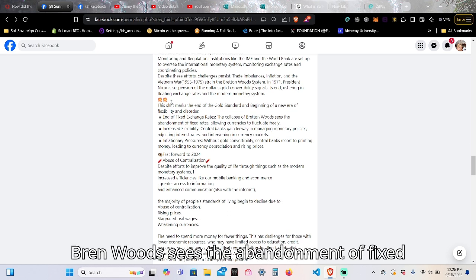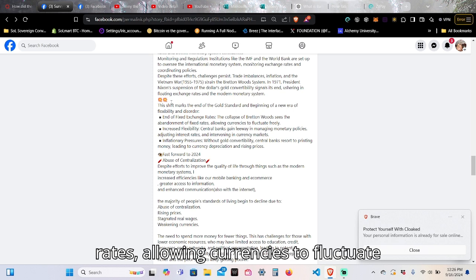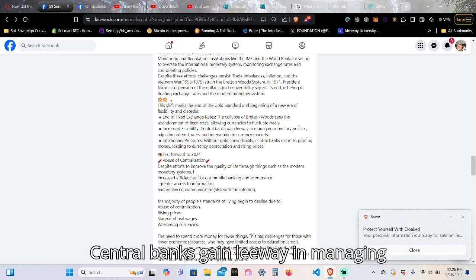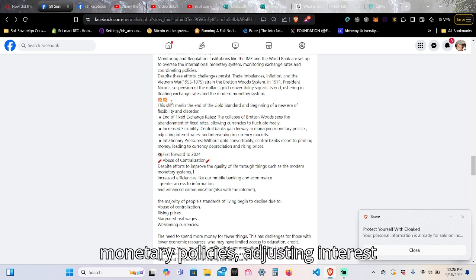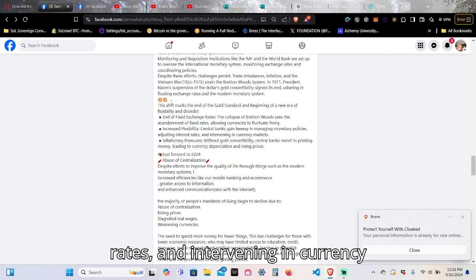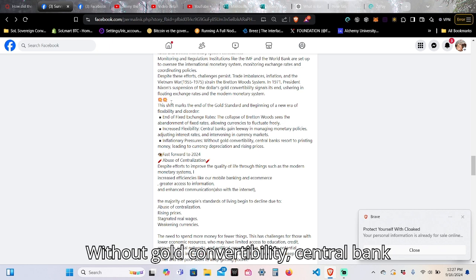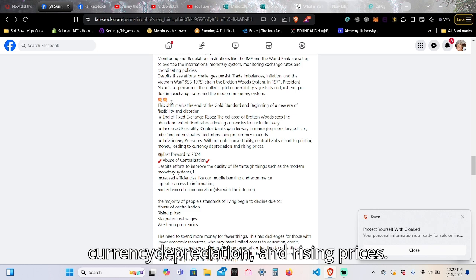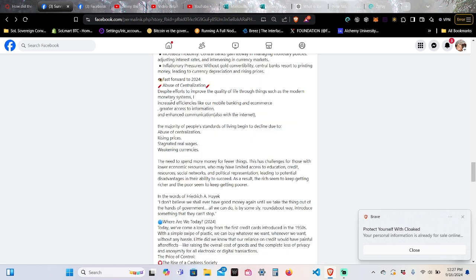The collapse of the Bretton Woods sees the abandonment of fixed rates, allowing currencies to fluctuate freely. Increased flexibility. Central banks gain leeway in managing monetary policies, adjusting interest rates, and intervening in currency markets. Inflationary pressures. Without gold convertibility, central banks resort to printing money, leading to currency depreciation and rising prices.